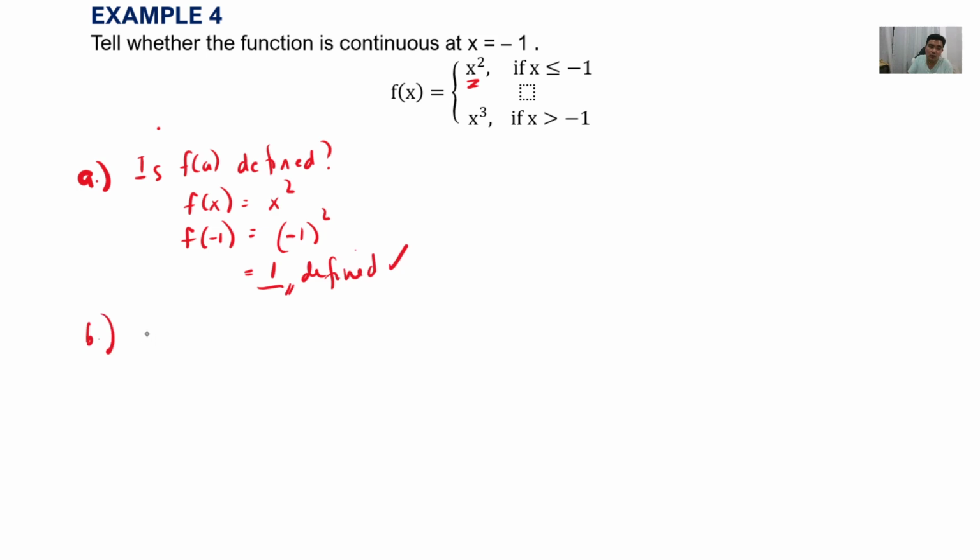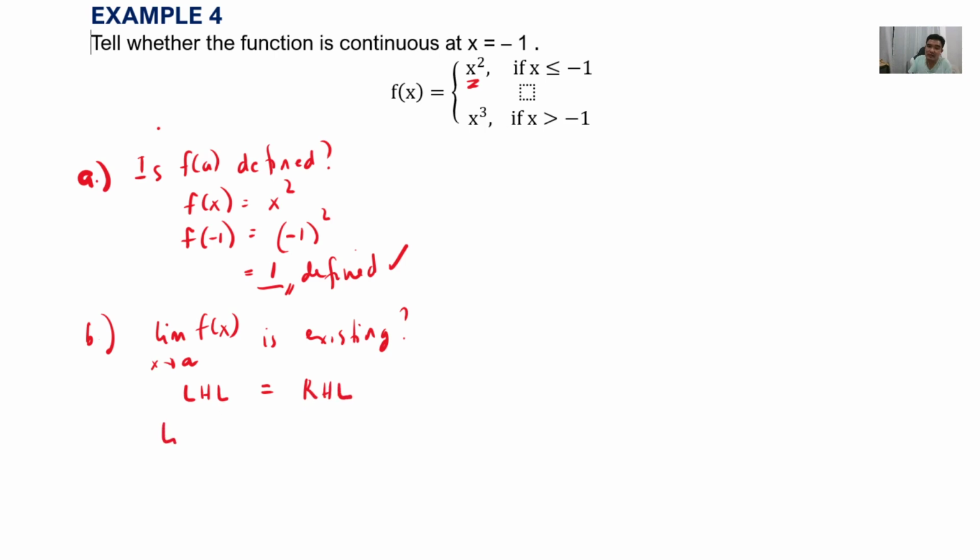Condition number 2 is the limit exists. Okay? Limit of our function as x approaches a is existing. Okay? This is our condition number 2. Okay, sir, paano po yan? Saan ko i-identify yung left tsaka right? Diba, sabi naman dito sa x squared, if x is lesser than negative 1. Okay? So, left hand limit natin, tsaka should be equal to our right hand limit.